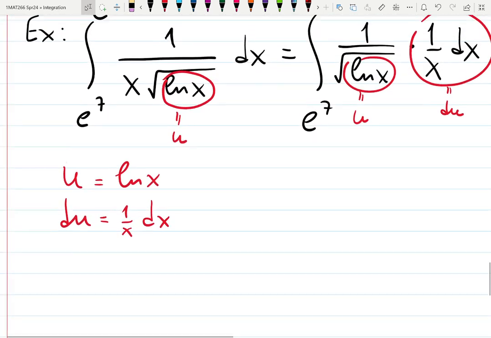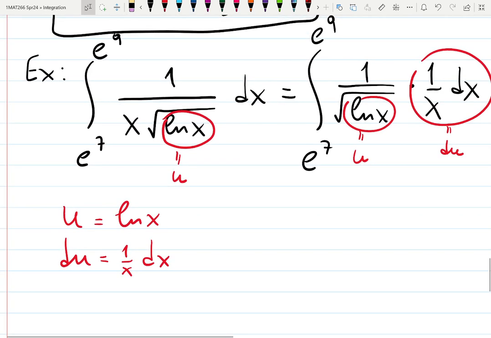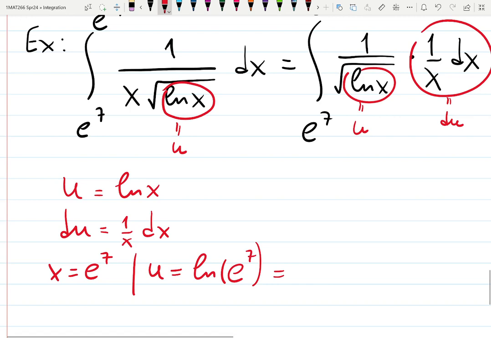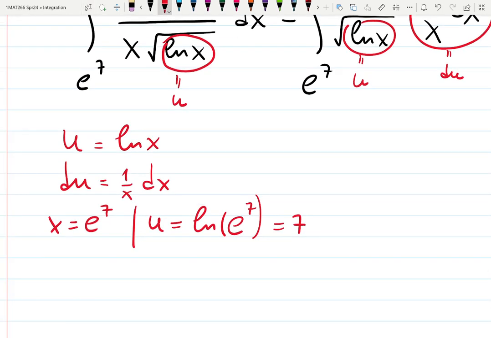You will see it's so much easier when you just keep them as they are. But it's not very hard in this case. x used to be e to the 7. Well, u is ln of x. ln of e to the 7 is 7. ln and e are inverse functions.